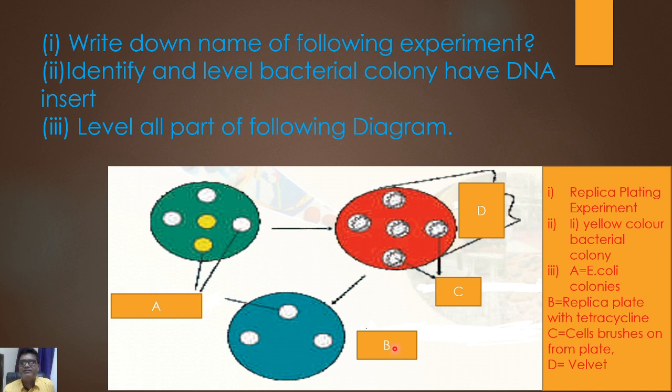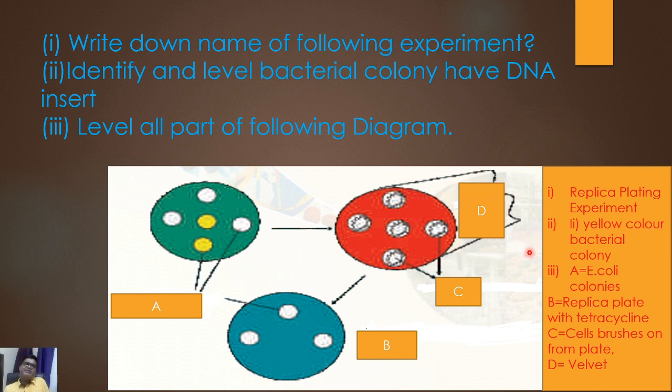If you see B, in B, it is the replica plate with tetracycline antibiotics. This is the replica plate with tetracycline antibiotics. And next, C, cell brushes on foam plates, means we put the cloth, machine cloth, and put it on that, and we get the imprints here. So we find the cells at those points. That is just like a replica. Next, D, that is the velvet cloth.